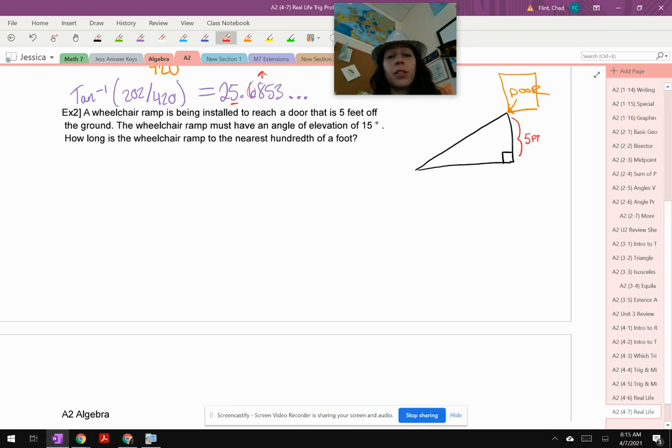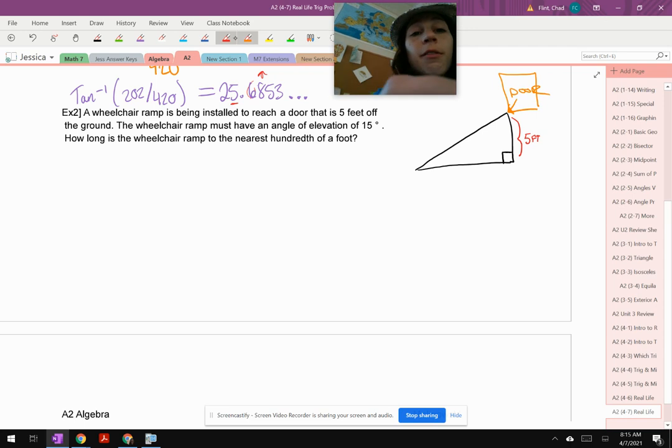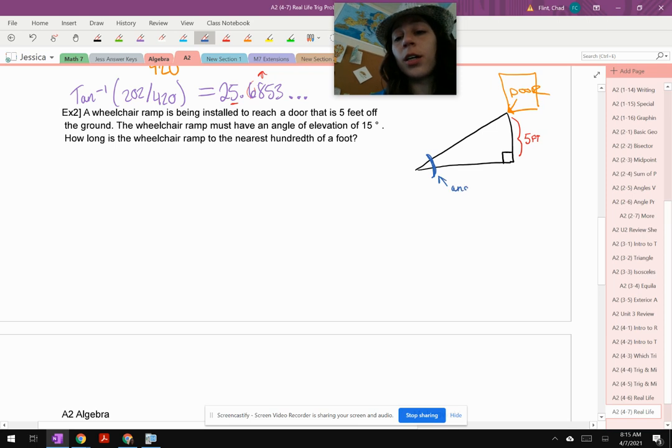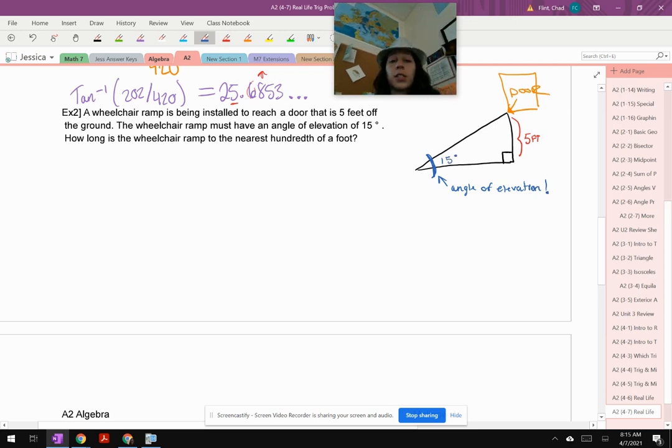The wheelchair ramp must have an angle of elevation of 15. So angle of elevation, the angle looking up, that would be my angle of elevation right here. Angle of elevation, 15 degrees. How long is the wheelchair ramp to the nearest hundredth of a foot?